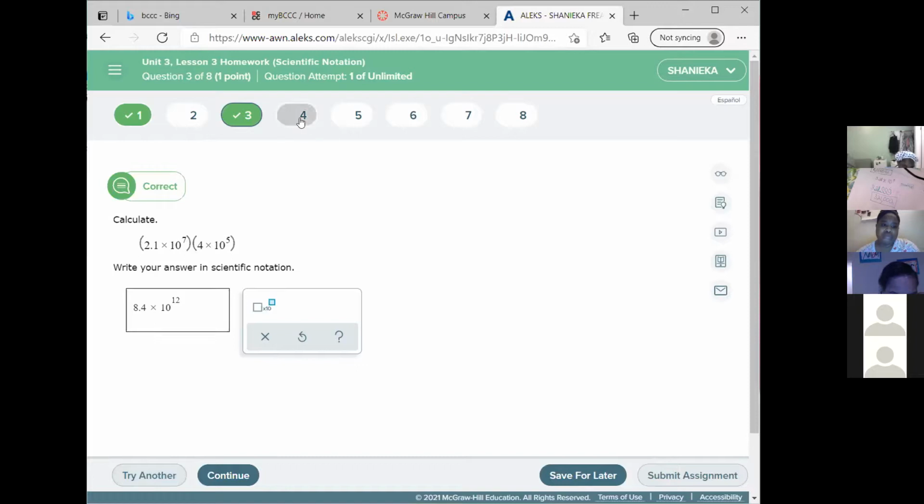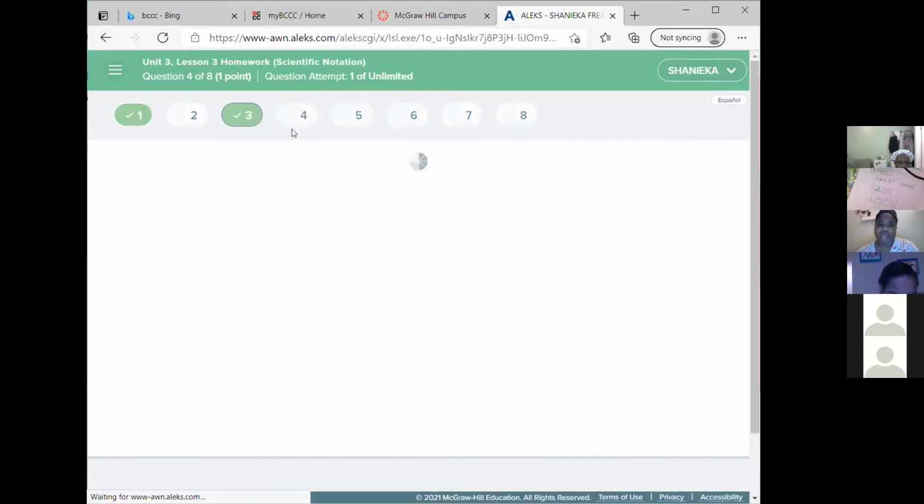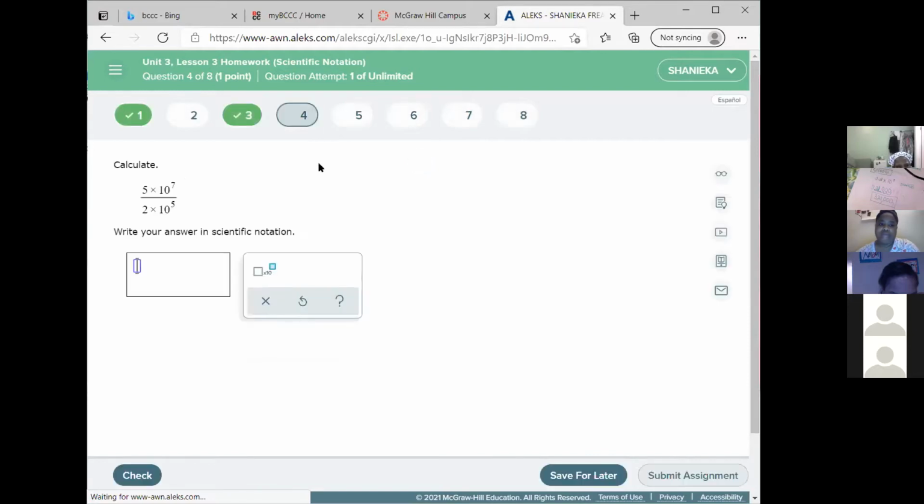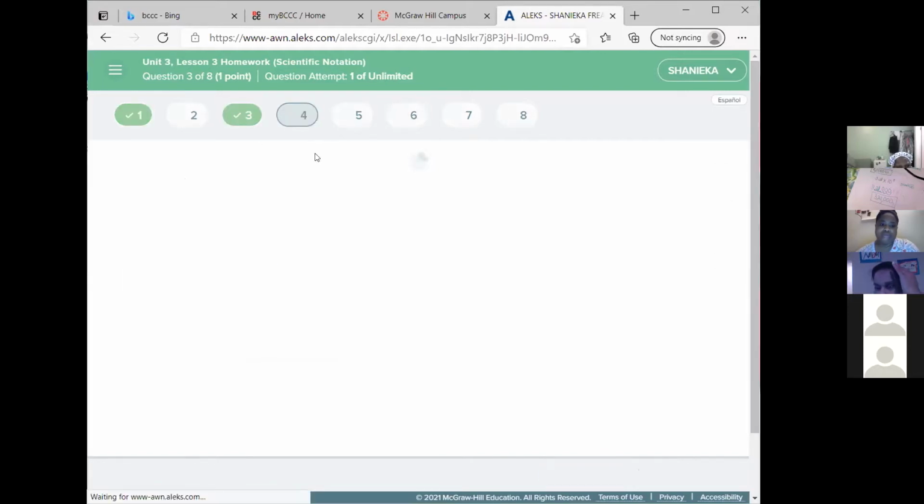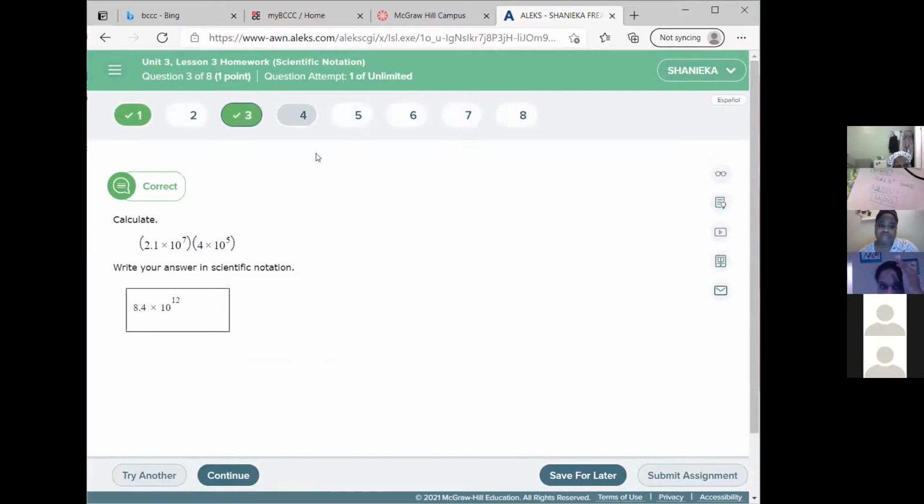Let's look at 4. Wait a minute, Professor. Go back to 3, please. Okay. So the 10 just stays 10? Yes, the base stays the same. Okay, the base 10 stays the same. Correct. Let's go to 4. We can do this last one.